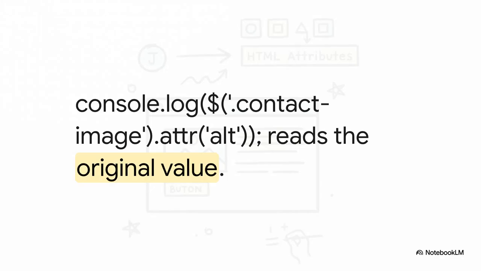By deleting that second argument and wrapping our code in a standard console log, we can successfully output the original value right into our browser's developer console. If the original HTML had an alt tag of map, this code reaches into the page, reads that data, and logs map right to the screen. It is the absolute perfect way to retrieve data dynamically based on user interaction.